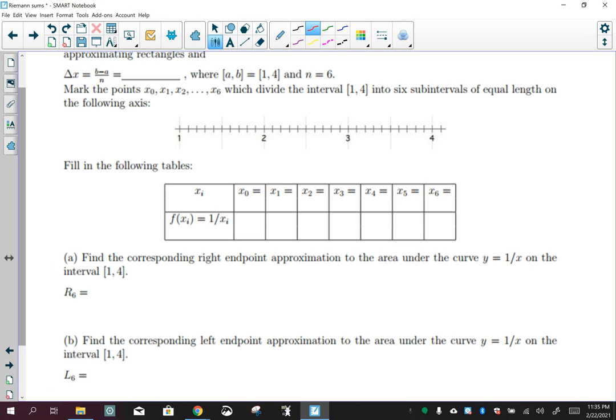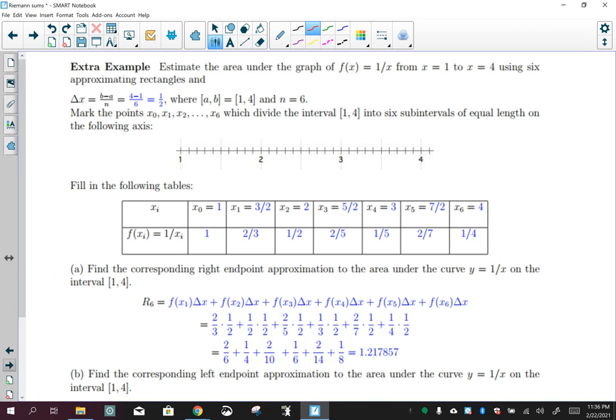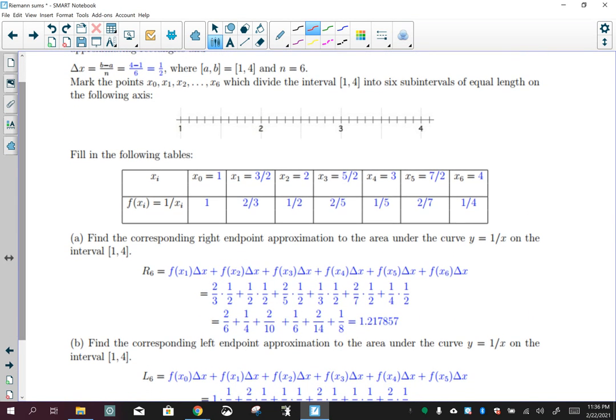All right, here we go. Let's check your answers. If you take a look at this, we know our delta x is 1/2. We're going from 1 to 4, and we're trying to divide this into 6 different intervals. That's kind of ugly, but that's what we're doing. So that means everything is going up by 1/2, and we start at 1 and end at 4.